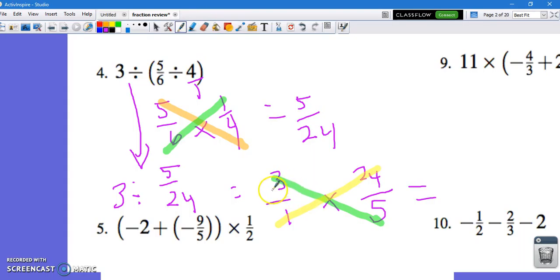So I have 3 times 24, that's going to be 72. And 5 times 1 is 5. But you know you can't keep it like that because it's improper. So this is the part where you divide.